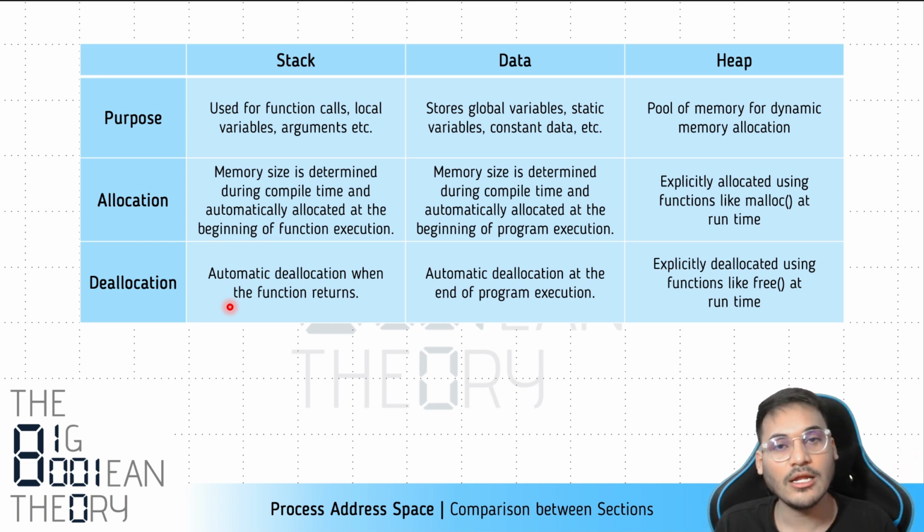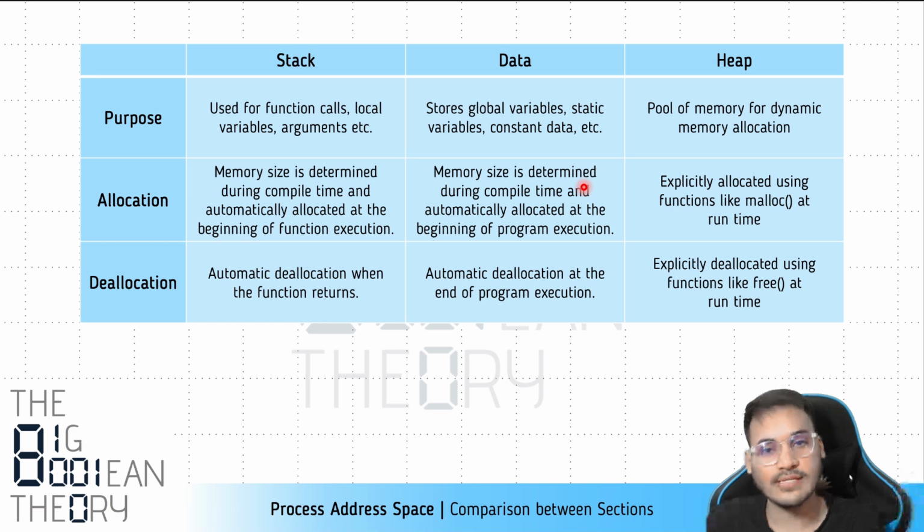Allocating the memory and deallocating the memory is not your responsibility. It happens automatically. Now let's talk about the data section. So what is the data section saying? Memory size is determined during compile time and automatically allocated at the beginning of program execution. So the only difference between stack and data is that here we are saying it is allocated at the beginning of function execution, and here we are saying it is allocated at the beginning of program execution.